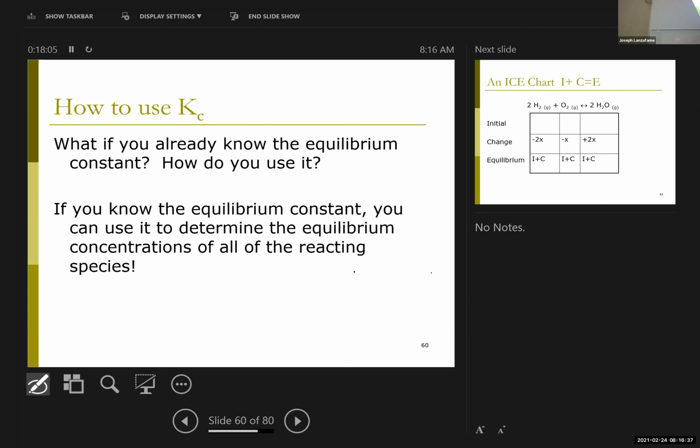Now, I could have Kps and Kcs. We'll talk more about that in a minute. But in the end, I measure what I start with. I measure one thing at equilibrium. The ICE chart works it all out, and I have the K equation.